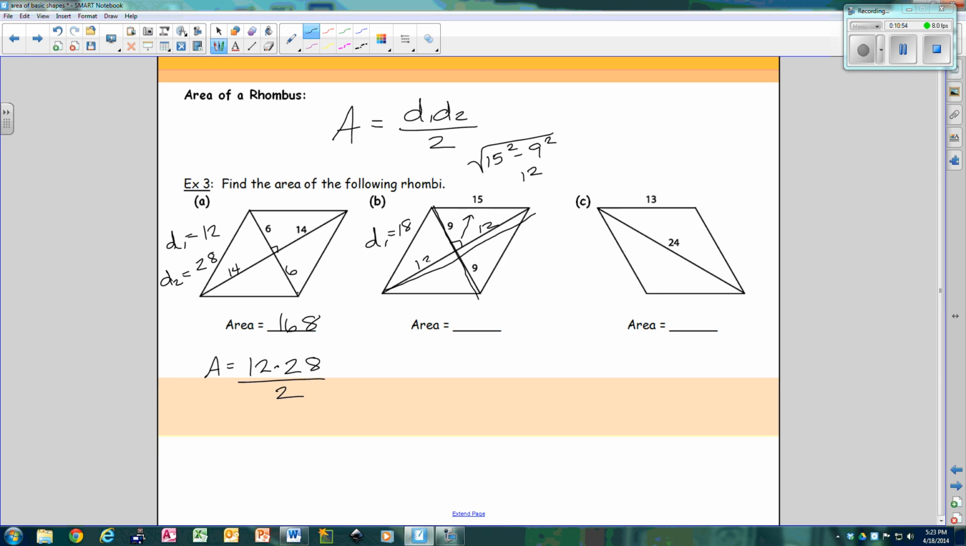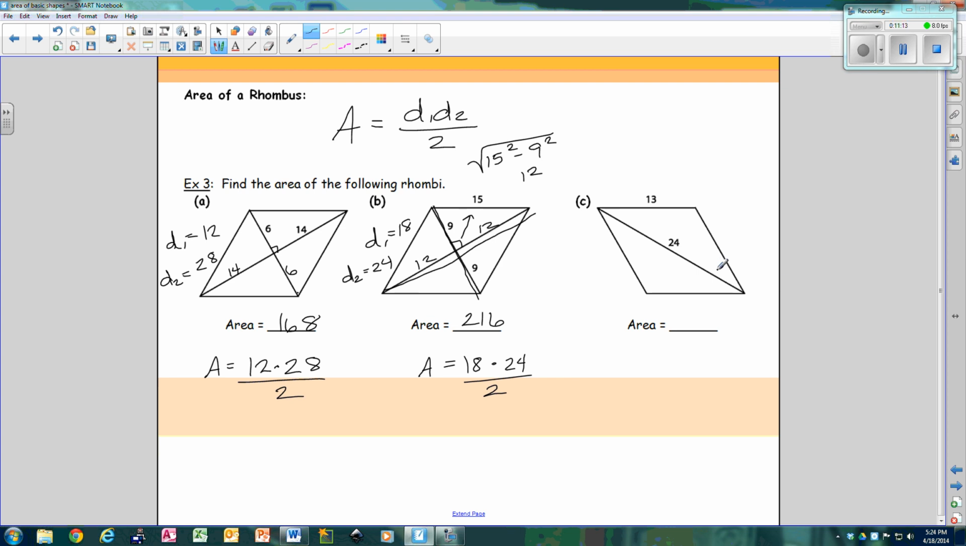Well, so is this one. So this diagonal, diagonal 2, would be 24. So you do in the formula, diagonal 1 is 18 times diagonal 2 is 24 divided by 2. And you get that the area is 216.